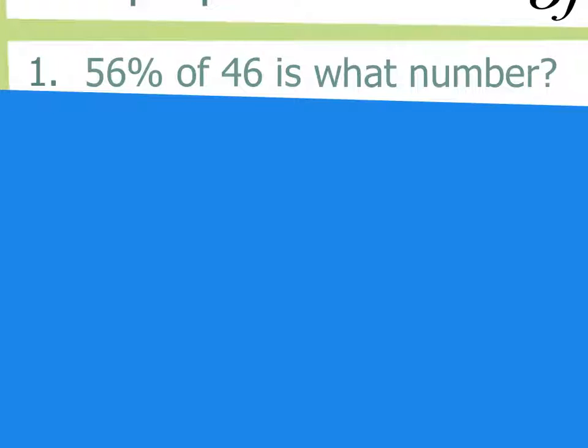The equation method says rewrite everything, understanding what each word means symbolically in math. 56% is really 0.56. Of means you're multiplying, times 46. Is means equals. What number is n? And you're literally just multiplying 0.56 times 46.